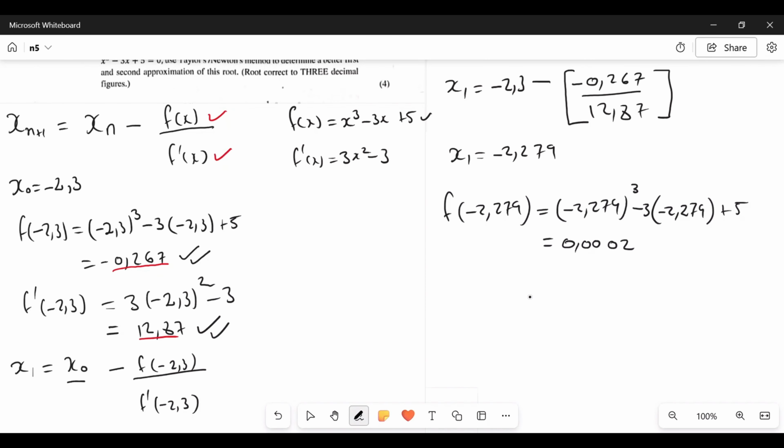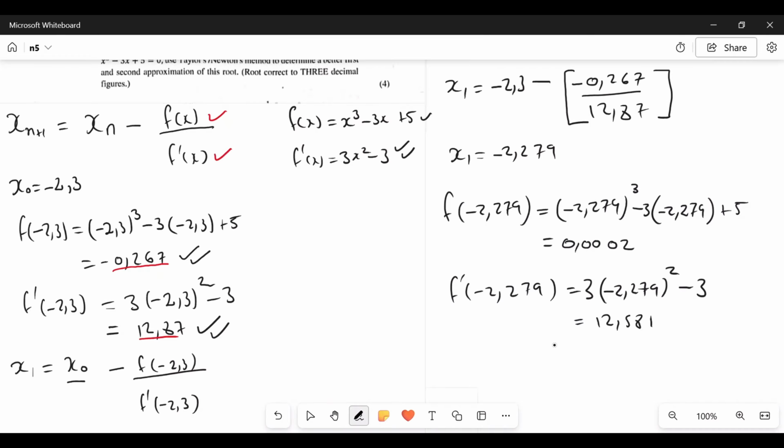Let's find our f of x prime in terms of negative 2,279. So f of negative 2,279 prime is going to be as follows. We're going to substitute that negative 2,279 into the derivative. So it's going to be 3, and wherever there is x, we must substitute negative 2,279. But let's not forget this is squared, minus 3. So what I'm getting here is 12,581. There we go. This is the answer for f of x prime, or f of negative 2,279 prime.